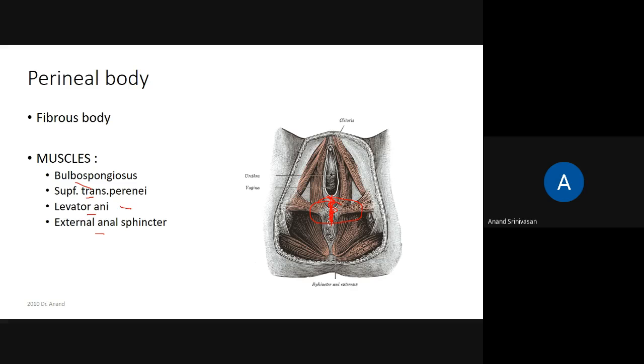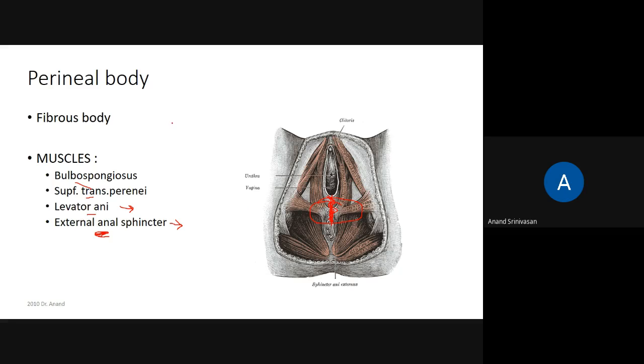So this muscle, levator ani, is one of the muscles which prevents uterine prolapse. The external anal sphincter is the one which controls defecation, the passing of stools. It is under voluntary control. You know that. So the external anal sphincter can be damaged.